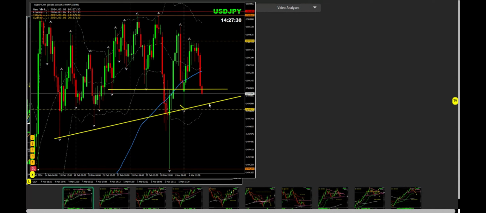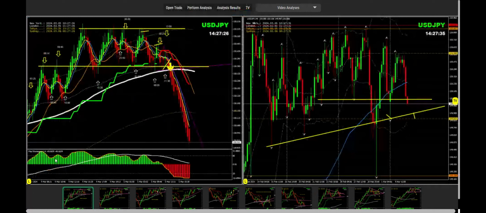I'm expecting around this level. So most of my traders really enjoyed this analysis and banked amazing profit, and they're still holding it short. I'm banking amazing profit.